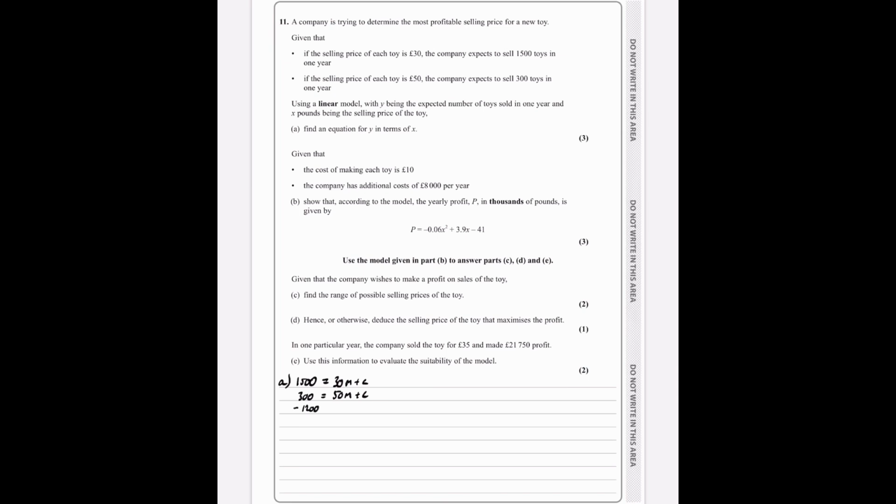And we can solve those simultaneously to find the gradient and the y-intercept. Whichever way you do that, if you do it correctly, you'll get the gradient to be -60 and the y-intercept to be 3,300. So the equation of our straight line here is y equals -60x plus 3,300.